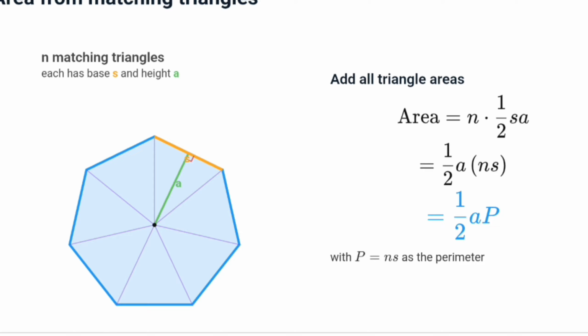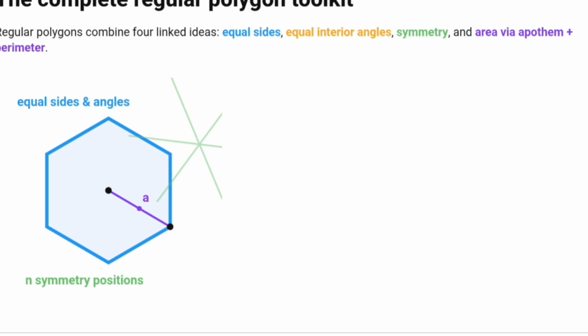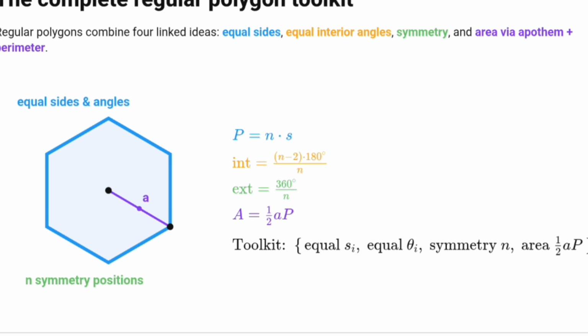Putting the pieces together, regular polygons have equal sides, equal interior angles, predictable symmetry, and area built from the perimeter and the apothem. The key formulas are: perimeter equals n times s, one interior angle equals (n minus 2) times 180 degrees divided by n, one exterior angle equals 360 degrees divided by n, and area equals 1/2 times apothem times perimeter.